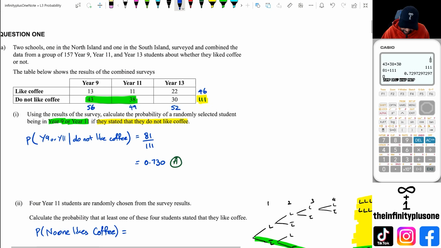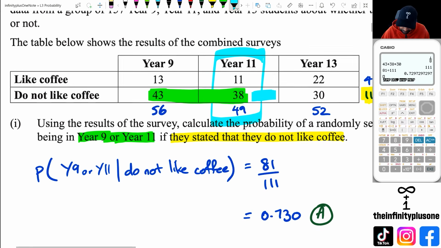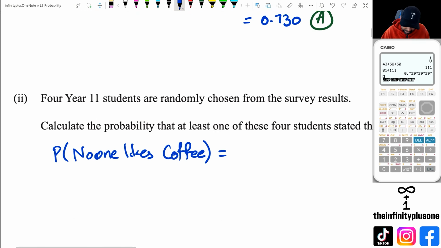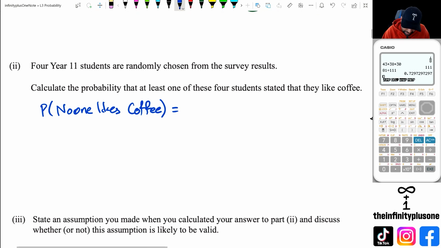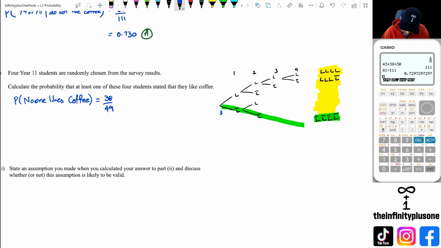So if we go back to the table right here, this is the part we're looking at. We've got year 11, and 38 of them do not like coffee out of the 49 in total. So 38 out of 49. Now this is the first kind of student, if you think about it. So this is 38 out of 49.